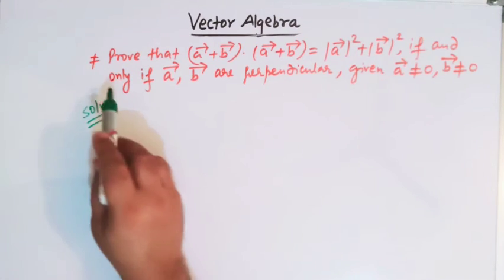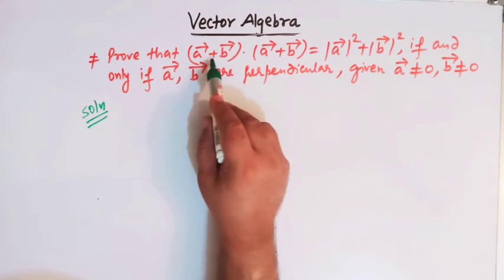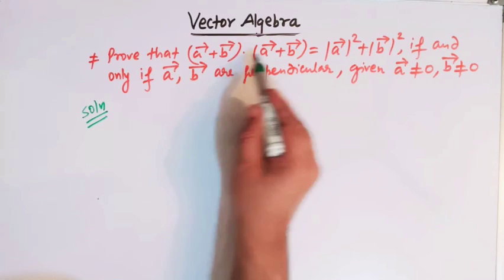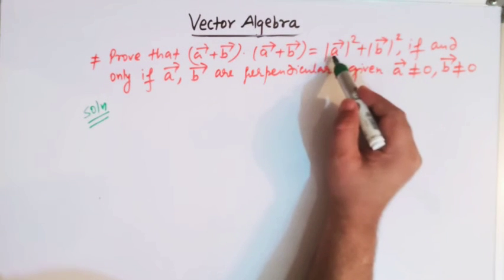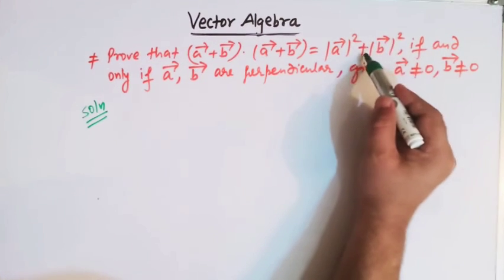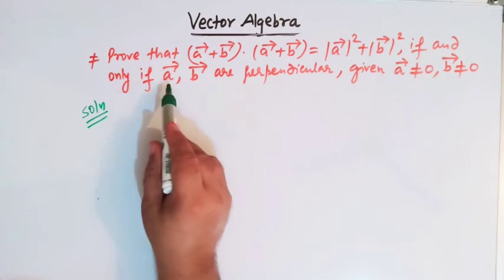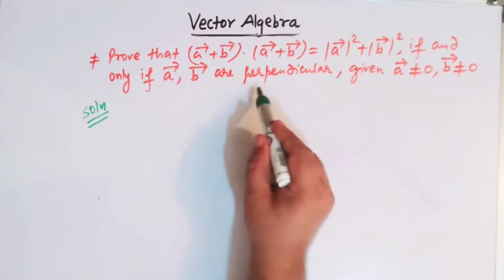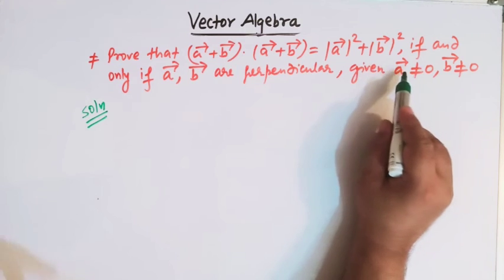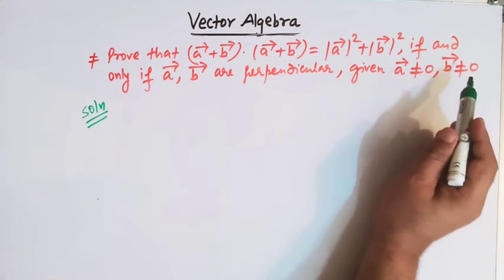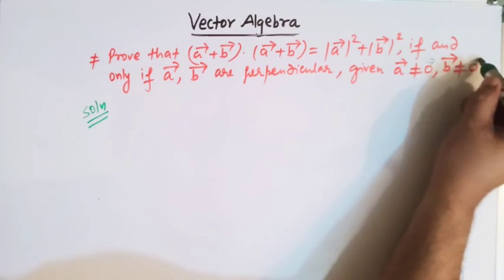Now come to this problem. We have to prove that vector A plus vector B dot vector A plus vector B is equal to square of the magnitude of vector A plus square of the magnitude of vector B if and only if vector A and vector B are perpendicular, right? And here we are given that vector A and vector B are not equal to the 0 vectors, right?